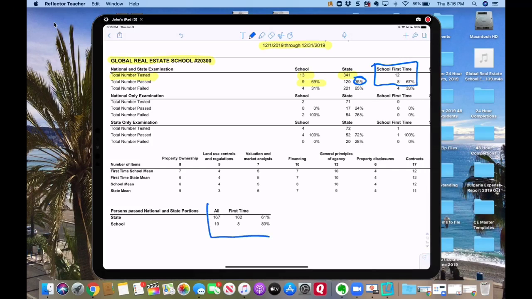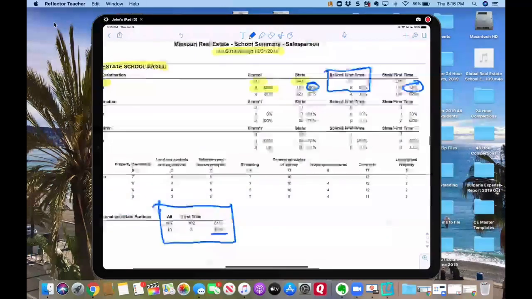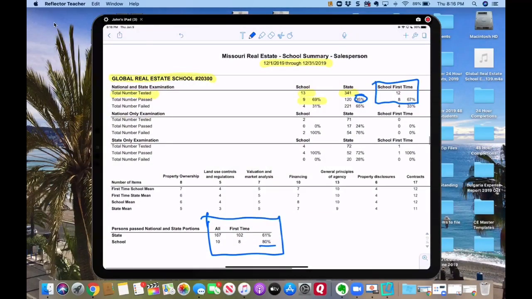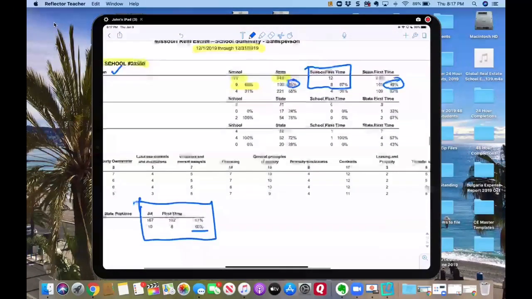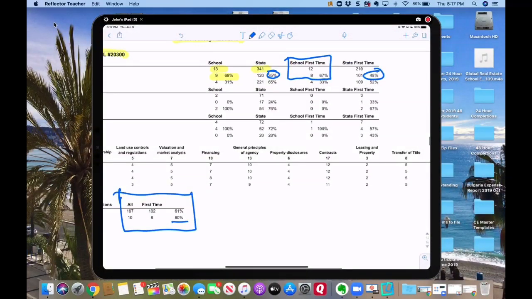So for some reason, I don't know what this is, and I need to find out, but it's showing us at 80% here for first-timers versus 61% on the state. And I guess that's persons that pass the national and the state. But that's what this says up here. So I don't know. We did well, and I just want you to understand that the information's correct, it's adequate. If you follow the information, you'll do really well.